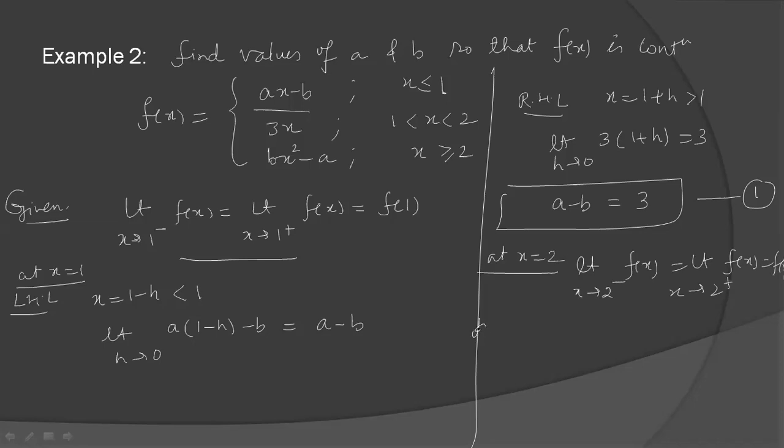Now at x equal to 2, the left hand limit will look like x equal to 2 minus h, less than 2. So limit h tending to 0, less than 2 means the function will be 3x, and x will be 2 minus h. So it will be 6a.